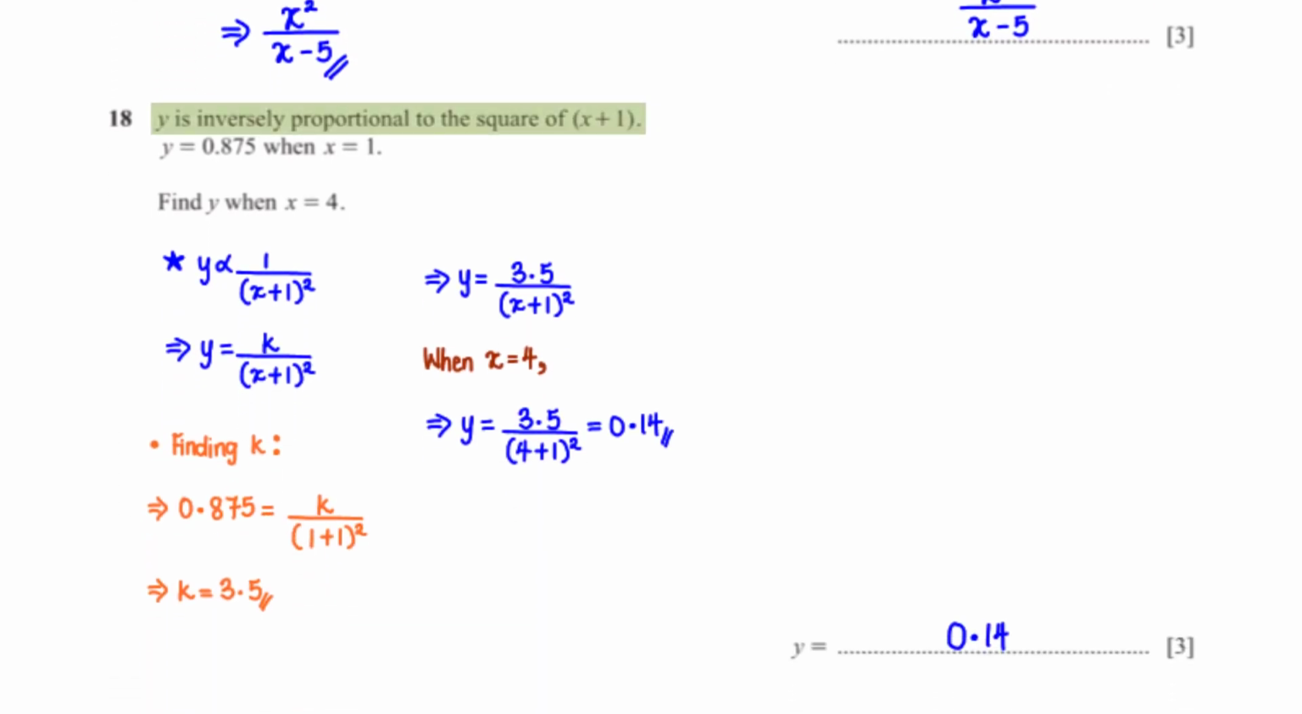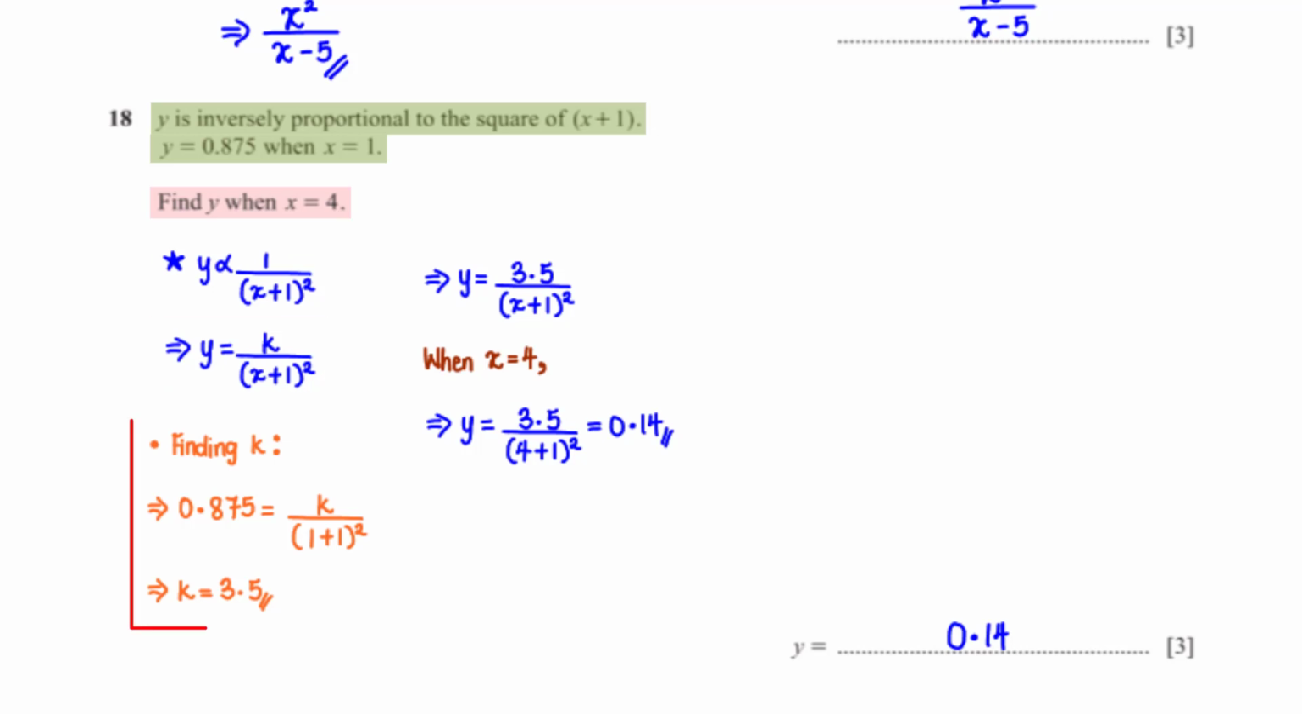Y is inversely proportional to the square of x plus 1. Y equals 0.875 when x equals 1. Find y when x equals 4. In mathematical terms, let's write y is inversely proportional to x plus 1 squared. This means y is equal to a constant which we are going to call k times 1 over x plus 1 squared.